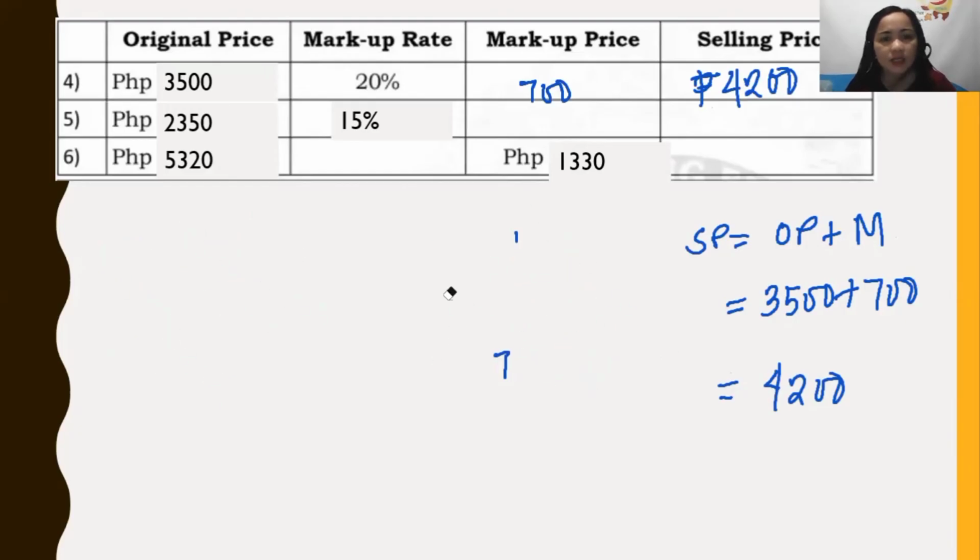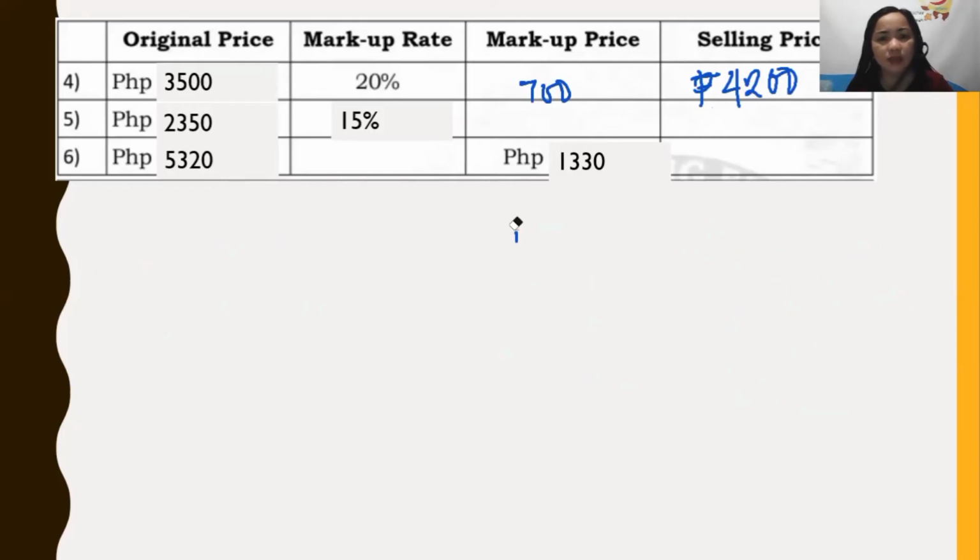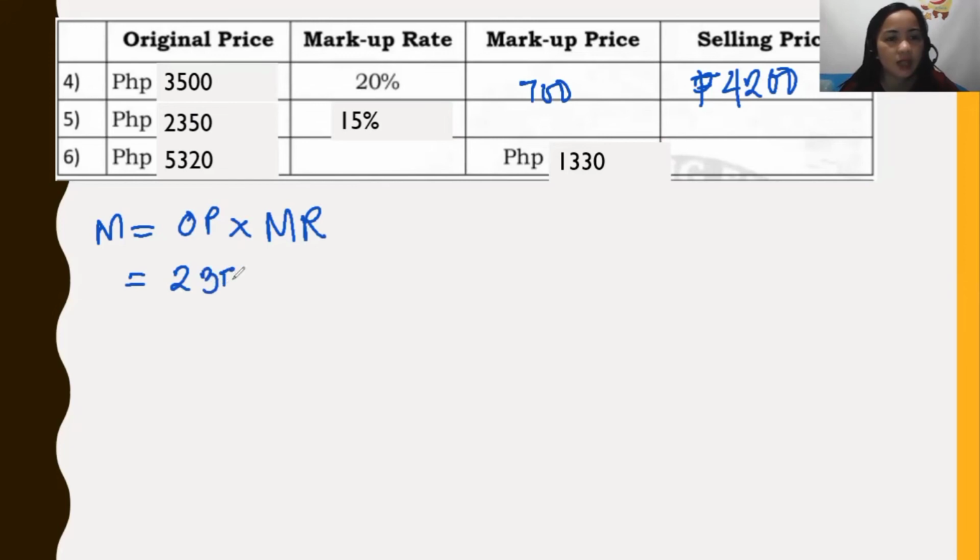And that is, the original price is 2,350 and the markup rate is 15%. What should be the markup price? Magkano ipapatong? So, we have the markup price is equal to original price times markup rate. Ang original price niya ay 2,350. Ang tubo, porsyento is 15% or 0.15. So, i-shortcut ko na.